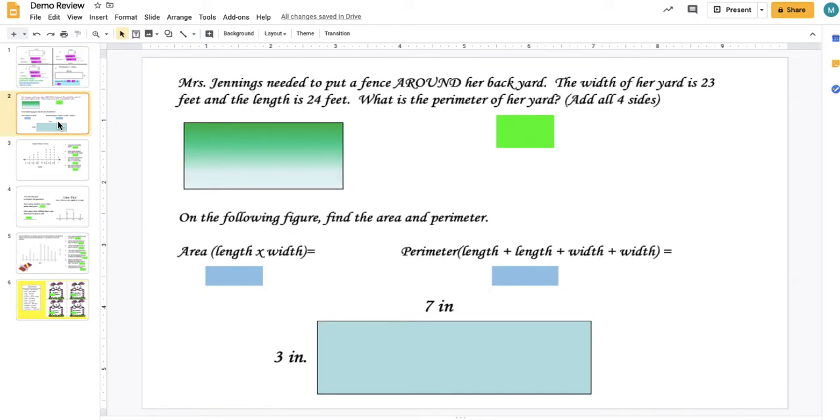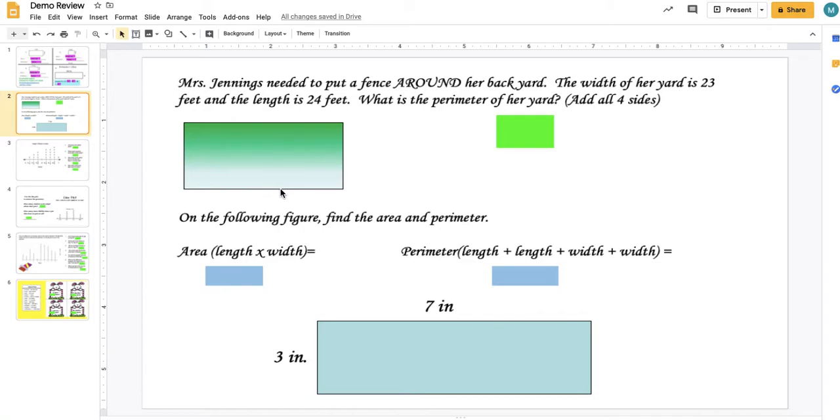Moving on to Mrs. Jennings, who needed to put a fence around her backyard. The width of her yard is 23 feet and the length is 24 feet. What is the perimeter of her yard? I am supposed to be adding up all 4 sides. So I know the one side is 23, so this side must be 23. And if the length or top is 24, I know the bottom should also be 24.